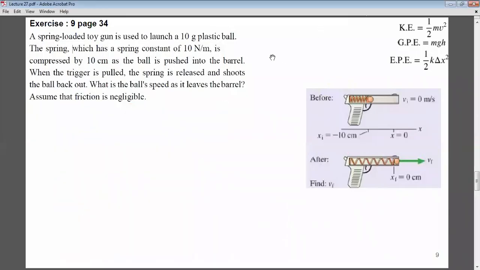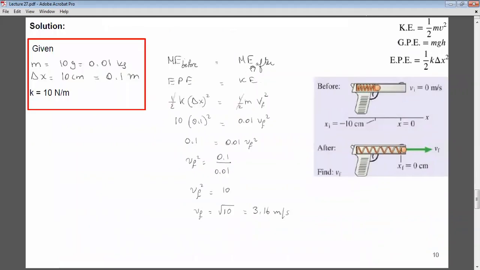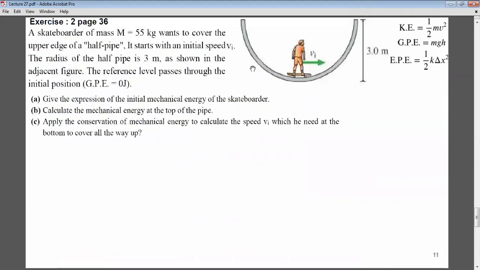Okay, let's do one more exercise. The solution is here. So let's do one final exercise. A skateboarder of mass m equal 55 kilograms. So I have the m, it's 55 kilograms. Wants to cover the upper edge of a half pipe. So he wants to go from here till here.